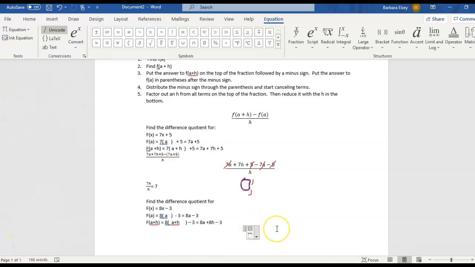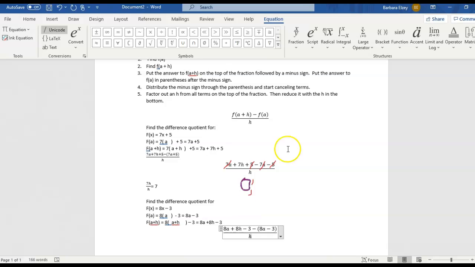So I will have 8a plus 8h minus 3. There's my f of a plus h answer. And now I want a minus sign. And then we're supposed to put the answer to f of a in parentheses after the minus sign. So parentheses, and our answer to f of a was 8a minus 3. And then let's not forget the h on the bottom of our formula.